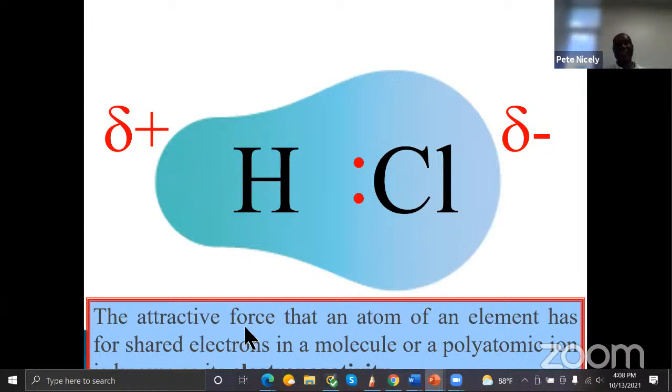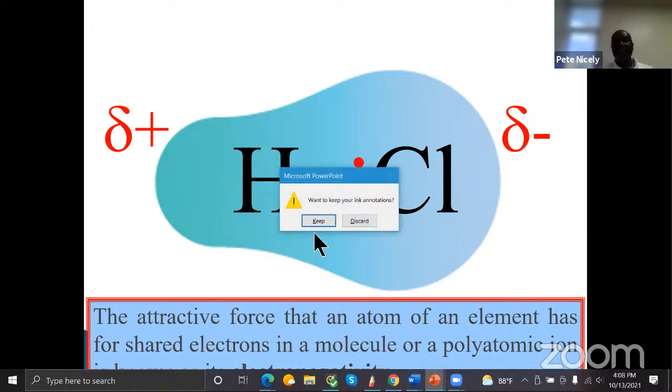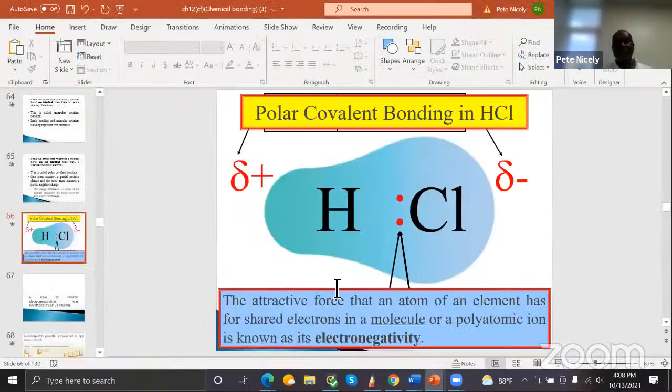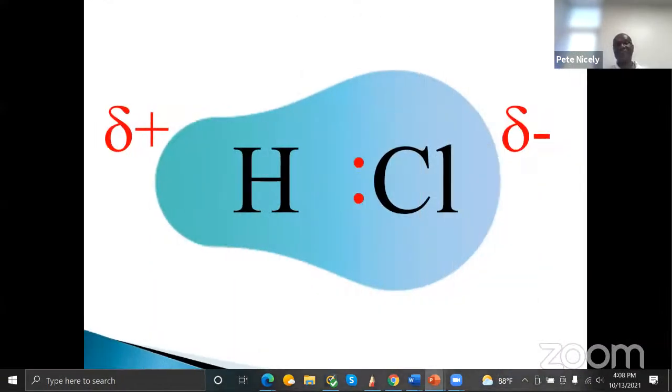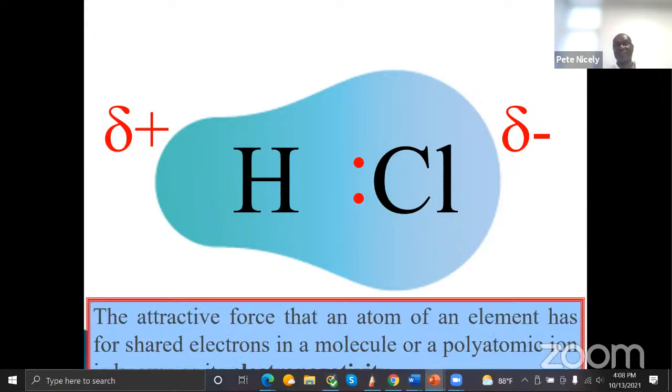Now, it says here that the attractive force that an atom, okay, let me see here. Okay, so basically they're talking about electronegativity. So basically, the atom with the greater attraction for the shared electrons would be the more electronegative atom, and that's what electronegativity is all about, the attraction that an atom has for shared electrons, all right? Okay, so let me get out of this here and move on to the next slide.